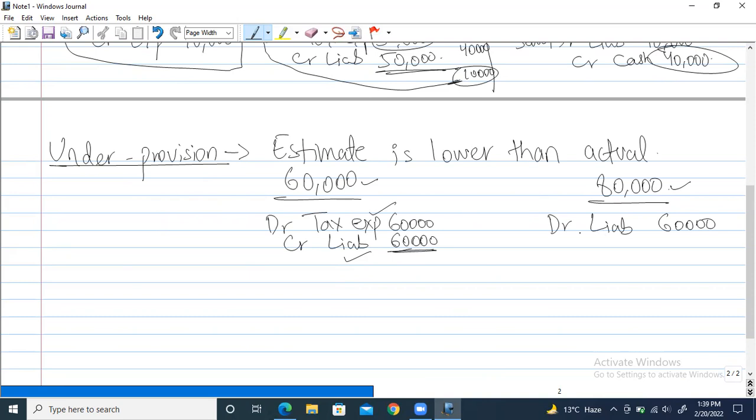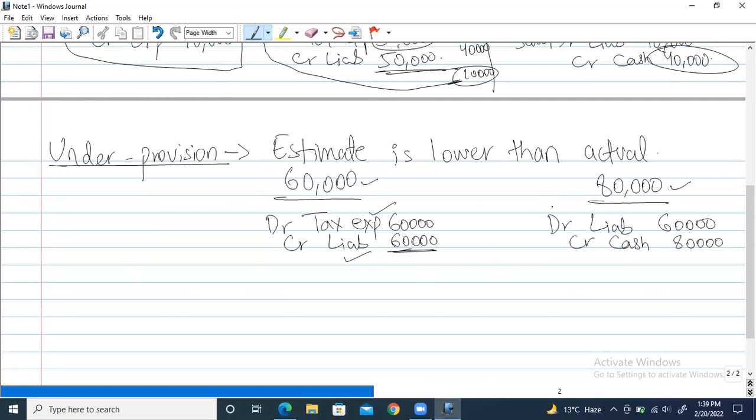Okay. And what we'll do is credit cash, but cash actually we paid how much? 80,000, right? So credit cash 80,000. Now you can see the duality concept is not met over here. So on debit, there is a 60, on credit, there is 80. That means on debit, still 20,000 is missing.